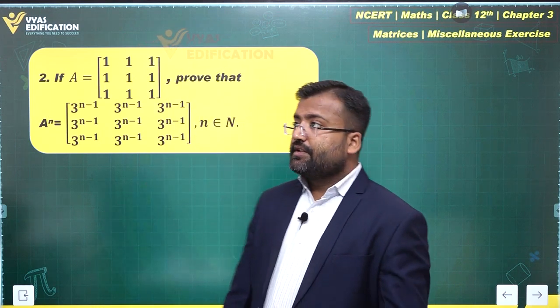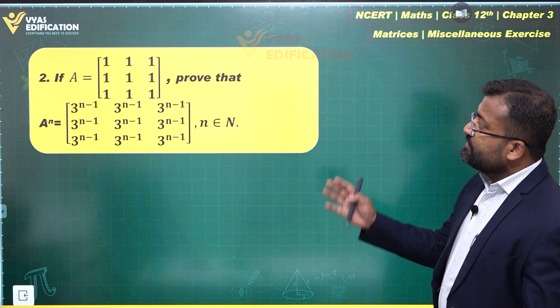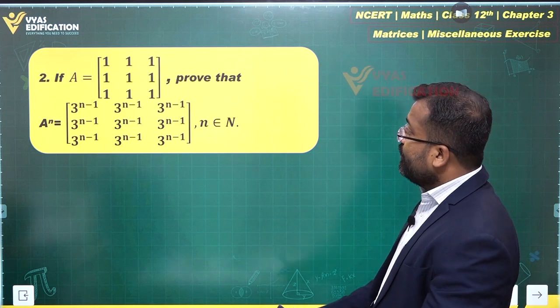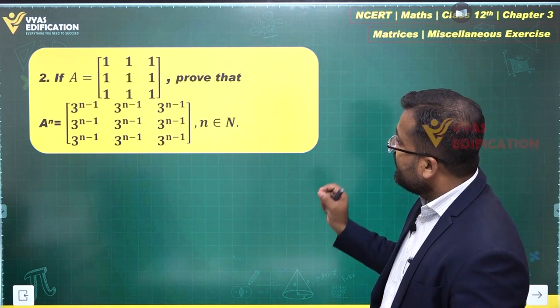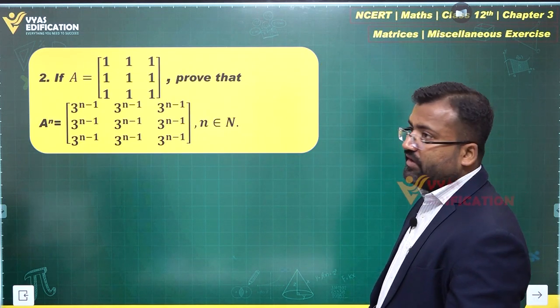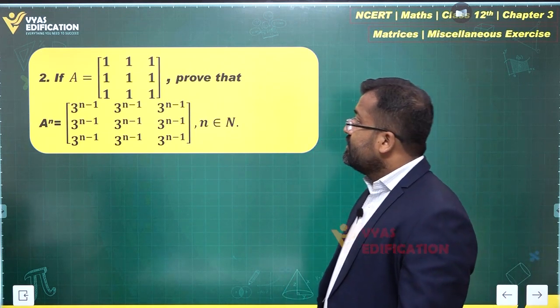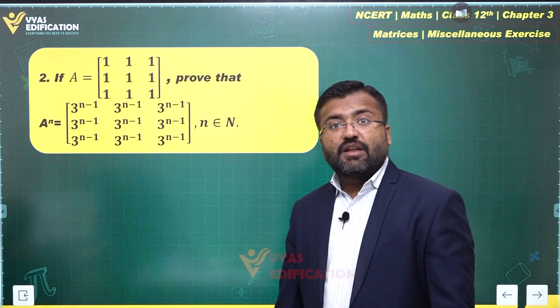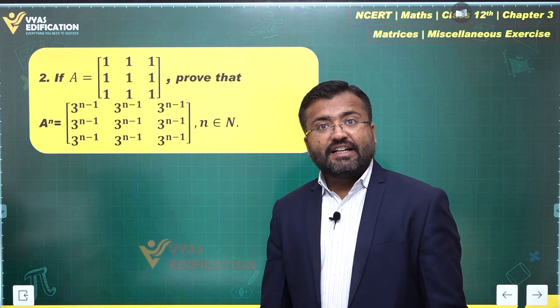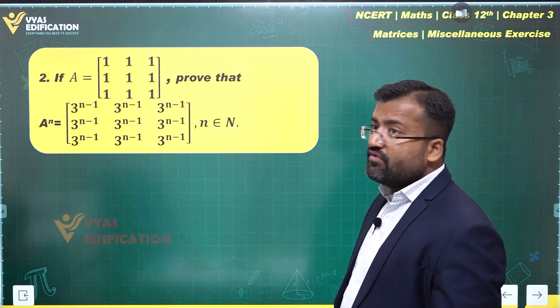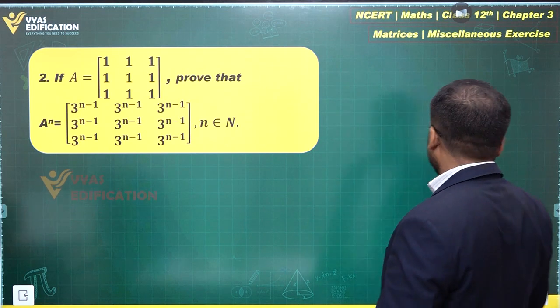Let's discuss this question. If A equals the 3 by 3 matrix with all entries 1, prove that A power n equals this matrix, where n belongs to the natural numbers. How do we go about proving this? One of the approaches NCERT people love is the principle of mathematical induction, and we can solve this question using it. Is there any other approach?